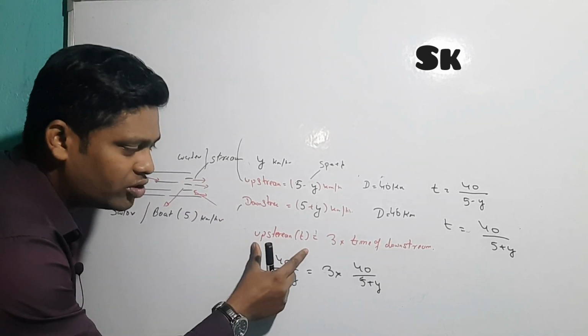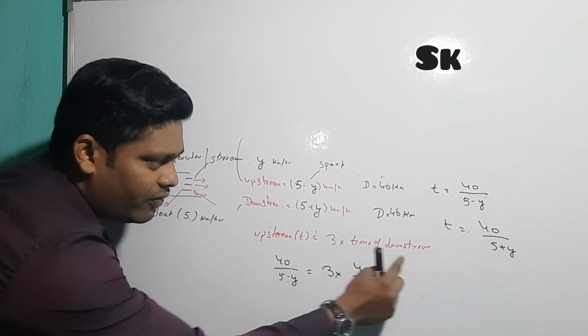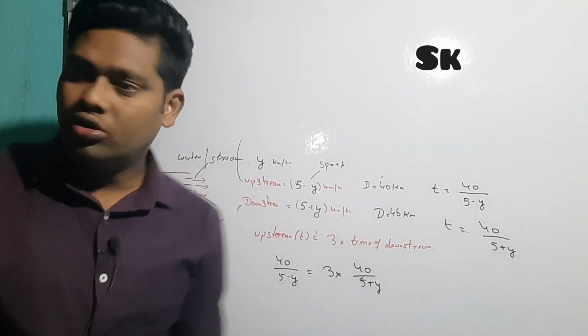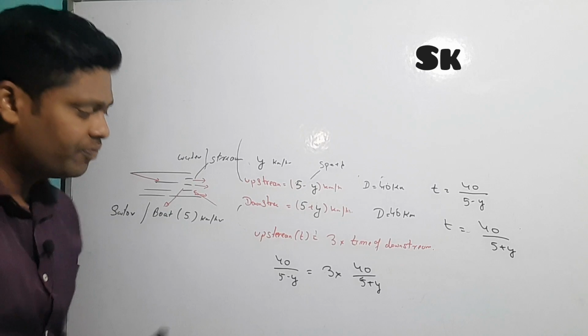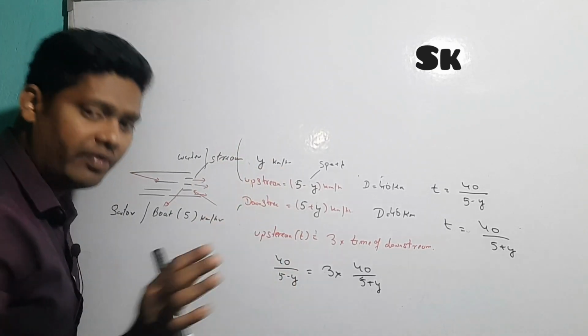So, upstream time is how much? 3 times the time of downstream. This is what he is trying to do. So, that's what I have written in words. It will be easy for you. So, time in upstream.